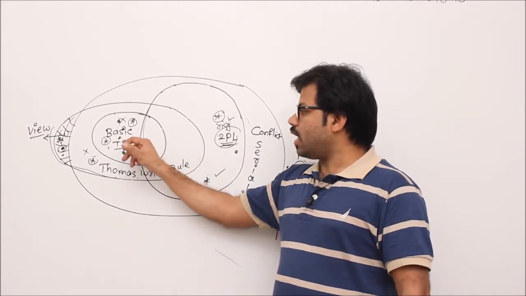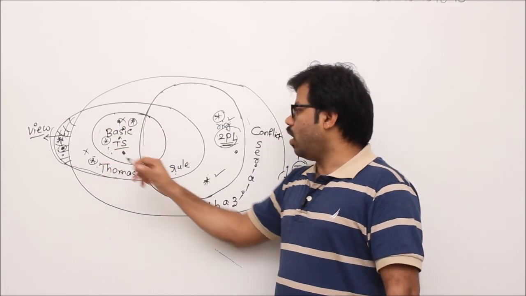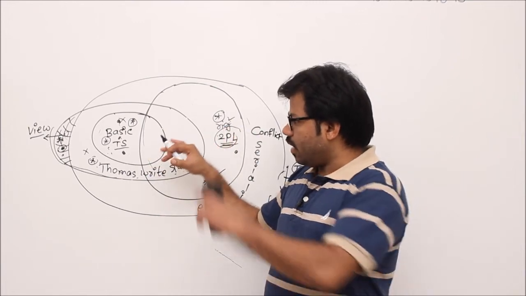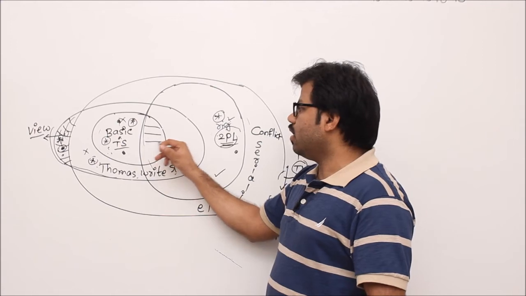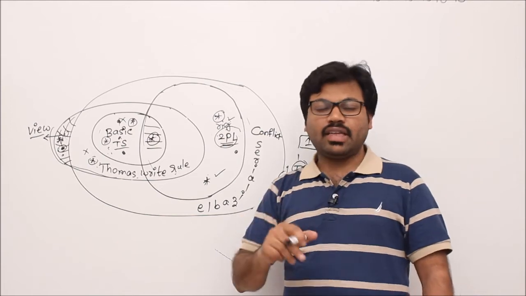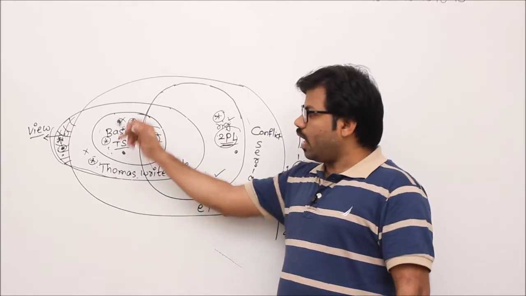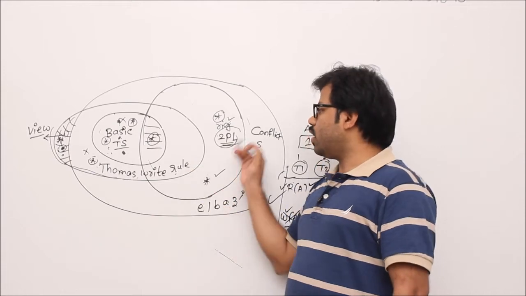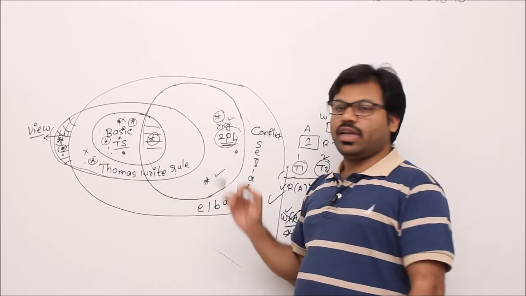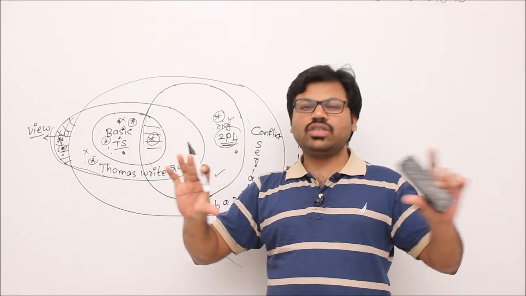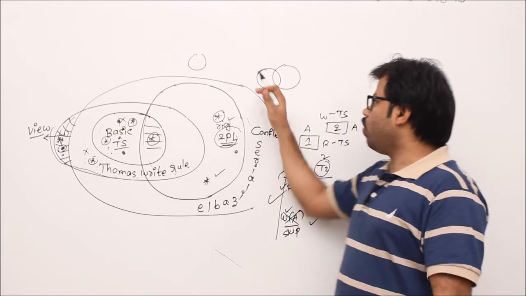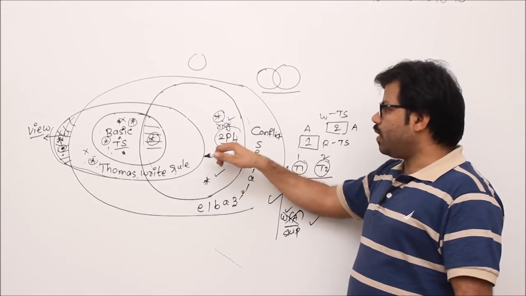In that way, for these two timestamp algorithms, I can say there is an intersection. That means there are some schedules which are allowed under both timestamp and 2PL, but there are some schedules which are only allowed under basic timestamp, and only allowed under 2PL. Similarly, there are some schedules which are allowed only under Thomas Write rule but not 2PL. In that way, the relation between 2PL and timestamp can be seen like this.